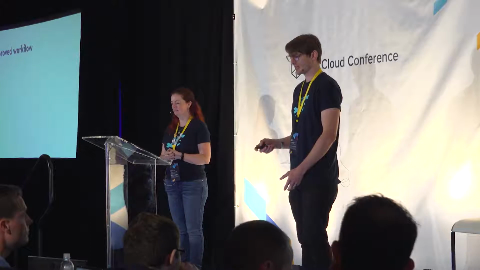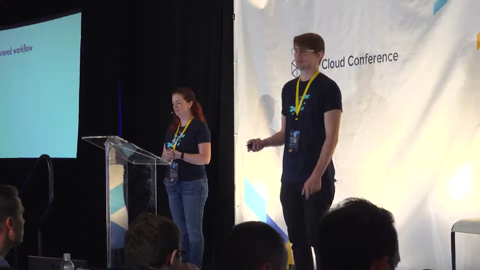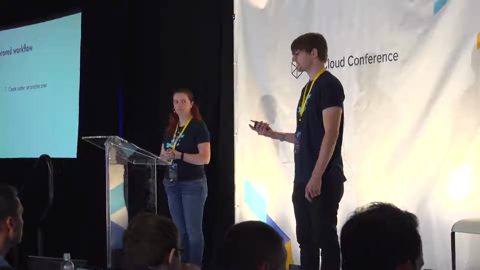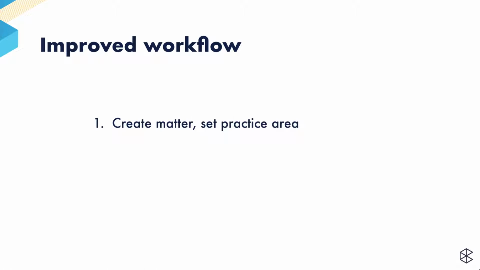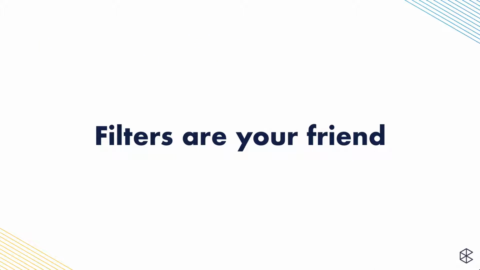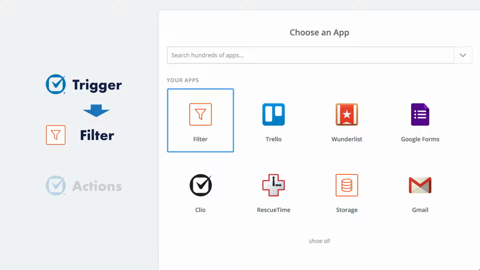Pretty time consuming. So let's look at the improved workflow, what could be possible with Zapier if we implemented it. So you create a matter, you set the practice area, and then you go grab coffee because all of those extra steps, you've already programmed with Zap, and it takes care of it for you. So the key thing here is that filters are your friend. The only way you can create a Zap that will do something conditionally is if you add a filter. And to look at filters more specifically, it's something that's built into Zapier as a core functionality.